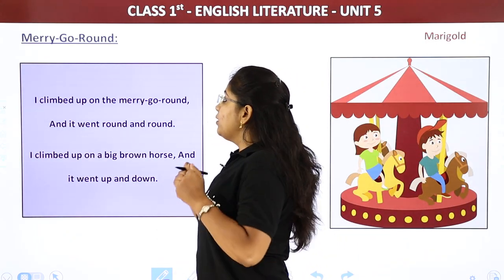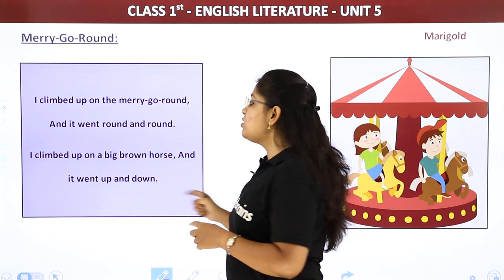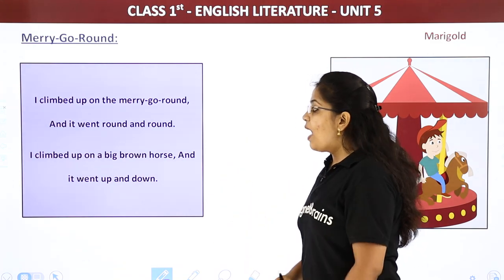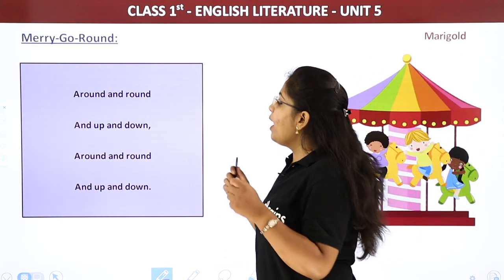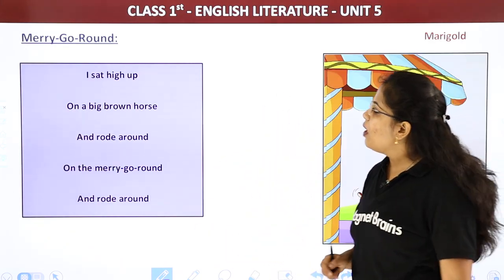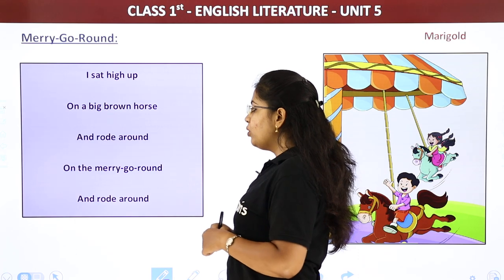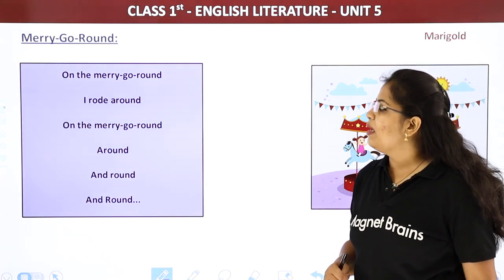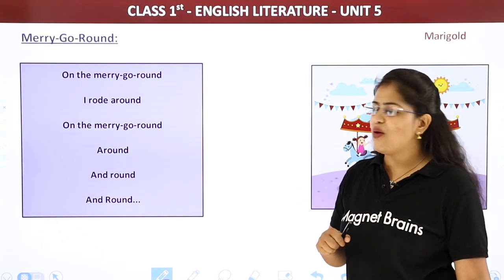I climbed up on the merry-go-round. And it went round and round. I climbed up on a big brown horse and it went up and down. Around and round and up and down. I sat high up on a big brown horse and rode around on the merry-go-round. I rode around on the merry-go-round, around and round and round.